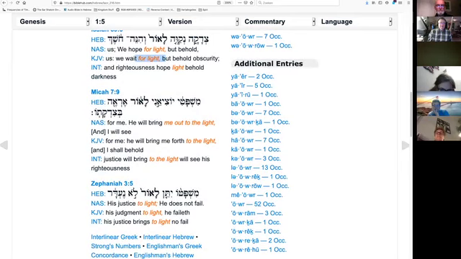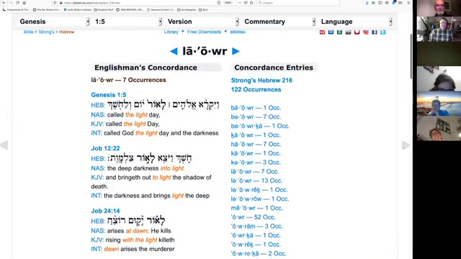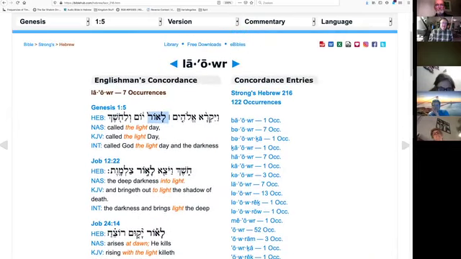En hier nog even. Bring me out, 'or'. Hier staat hij opnieuw. Out to the light. To light. Hier opnieuw. Kijk, Zacharia. Of Zephania. Dus ik vind dat zo apart dat dan in de eerste vertaling, bij Genesis 1, er alleen maar 'het licht' staat, maar het zou eigenlijk 'in het licht' moeten zijn.